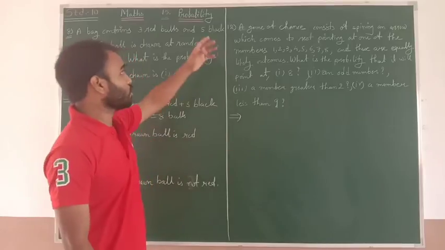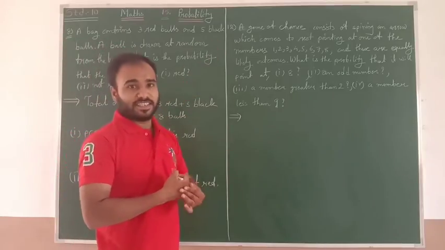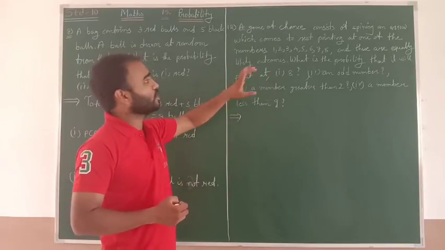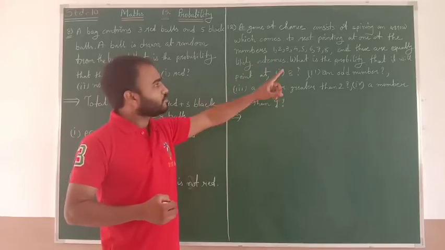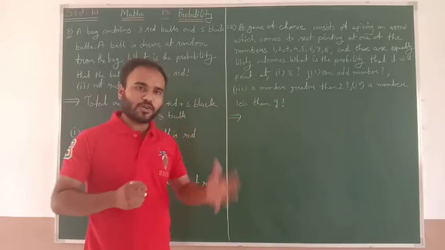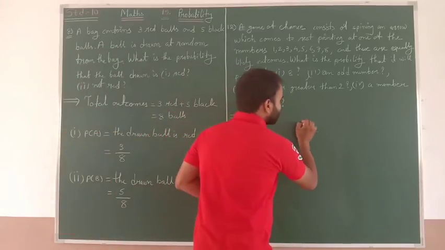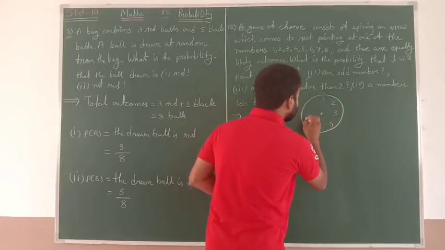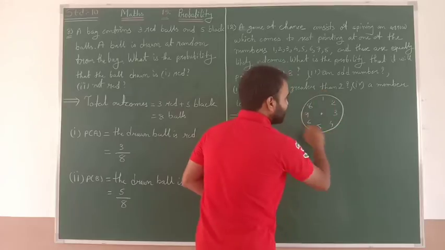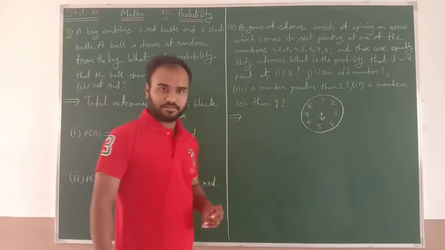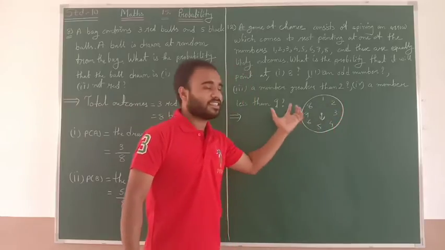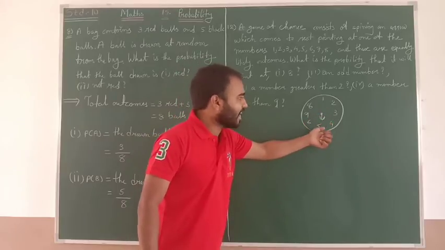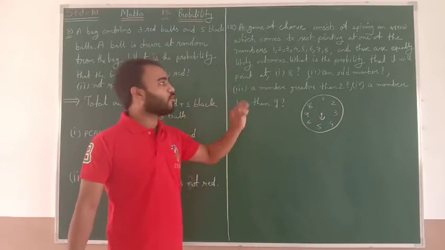Now we'll see the next question, that is the 12th one. A game of chance consists of spinning an arrow which comes to rest pointing at one of the numbers 1 to 8, and these are equally likely outcomes. We have seen the game of chance which is in circular form. The numbers are written over here and it is spinning, and the arrow is made when the spinning wheel stops at one point and the arrow suggests the number. Those outcomes we need to find.